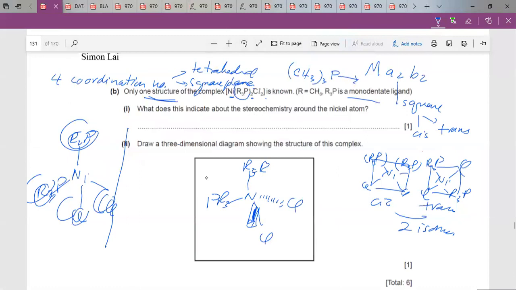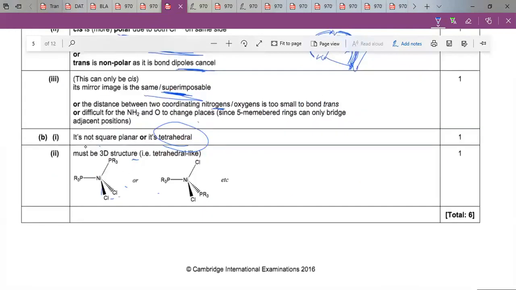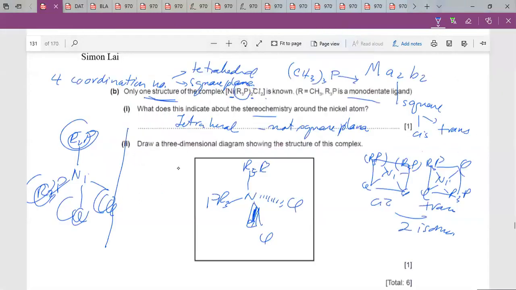What does this indicate about the stereochemistry around this nickel? It means it must be tetrahedral. The stereochemistry: tetrahedral, not square planar. See the marking scheme? Not square planar or tetrahedral. So you can see how it comes out in all this.